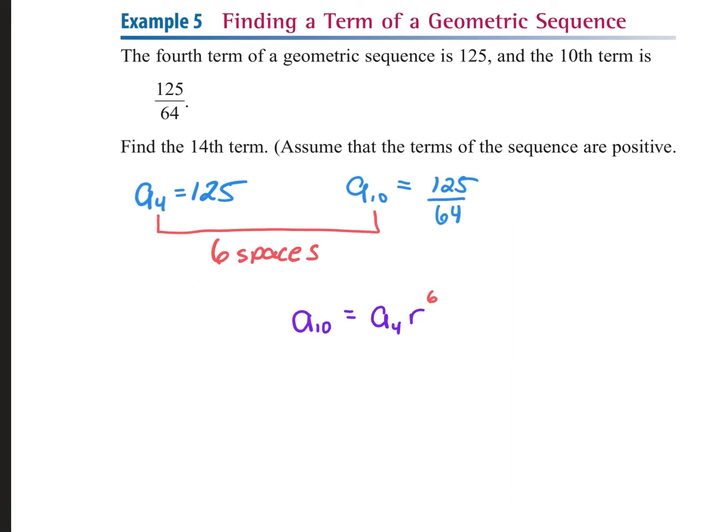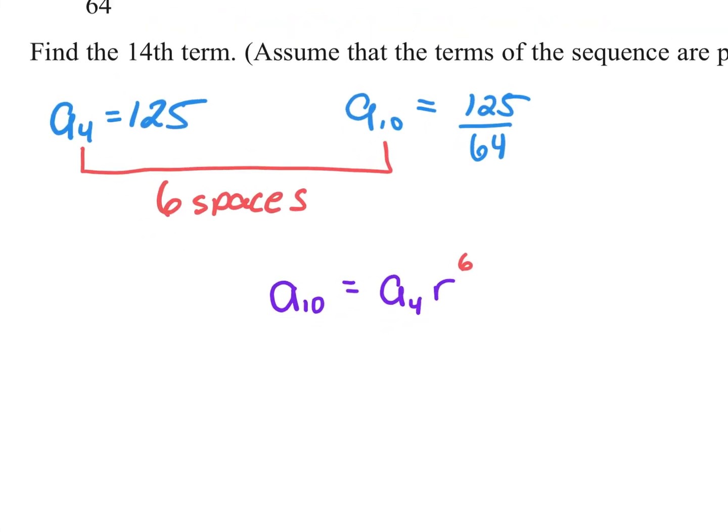So how do we write out that formula? Did you say a sub 4 equals r like d? No. There's no D. D is with arithmetic. Just exactly what I did. They already gave me that. This isn't the formula. I'm just using what they gave me. They gave me the 10th term and the 4th term, right? So we're going to substitute those in now. The 10th term is 125 over 64. And the 4th term is 125, correct? You guys with me? So then I have r to the 6th power. We're trying to solve for r.